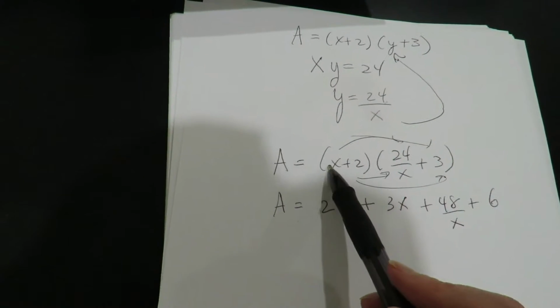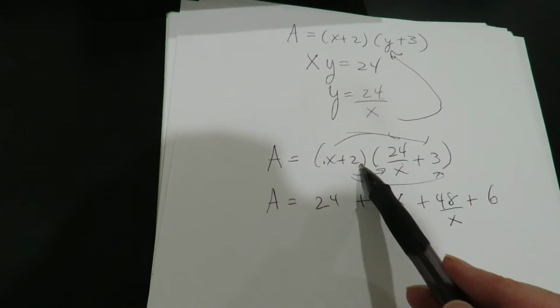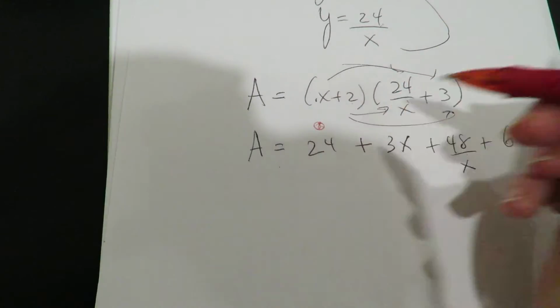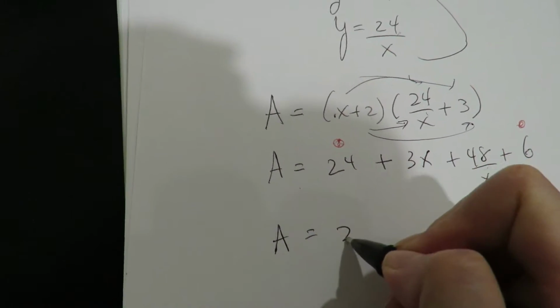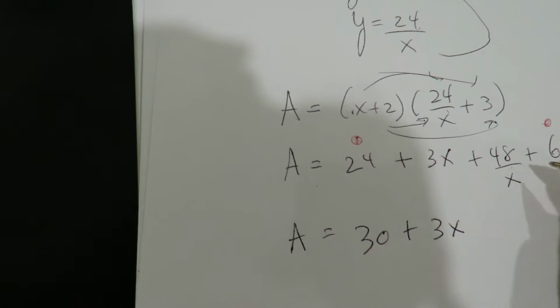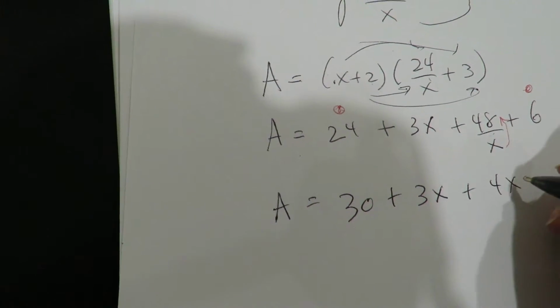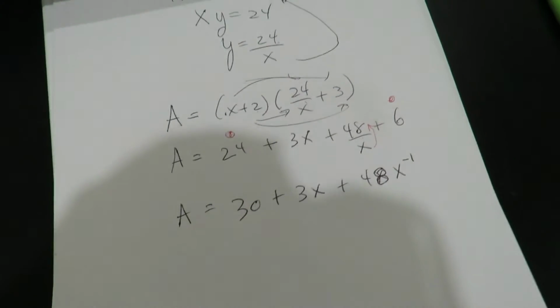Let me just make sure I got everybody. This times this is 24, 3 times 24 is 72, 2 times 24 over x is 48 over x, 6. Okay, so here I'm just going to combine like terms. I'm going to combine the 24 and the 6, and I'm going to just bring up the x. So this will be 48x to the minus 1, right? I'm just bringing up the x.